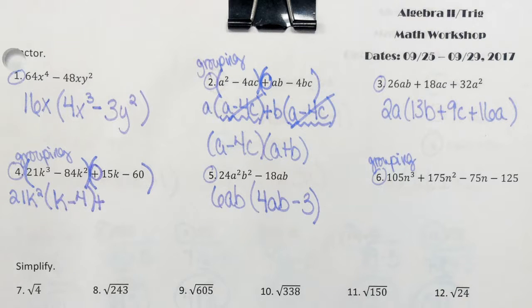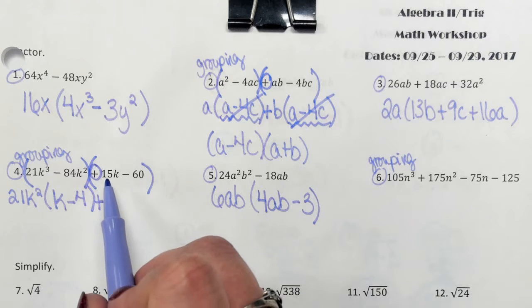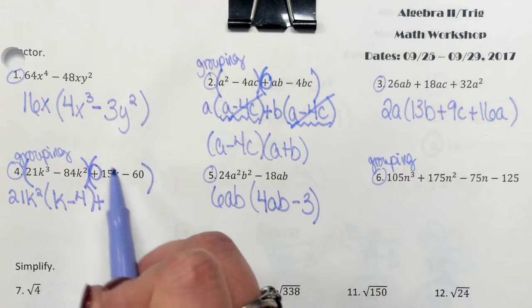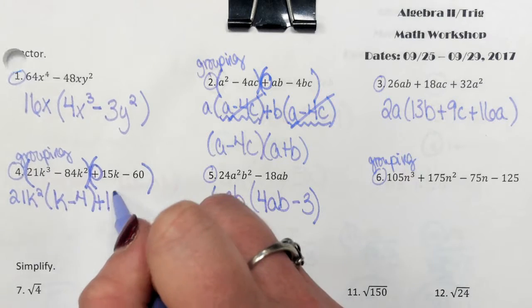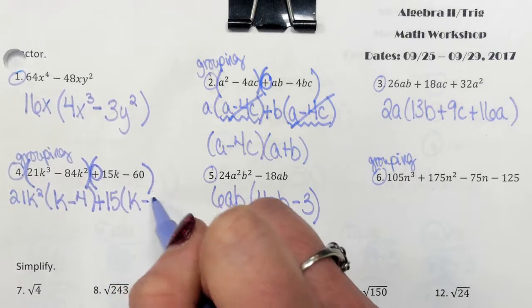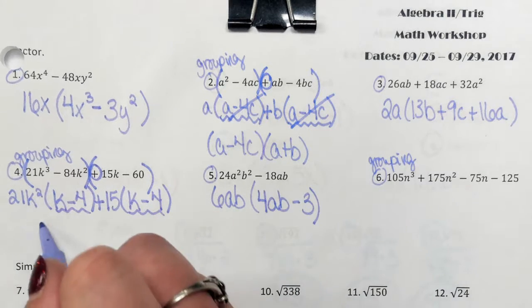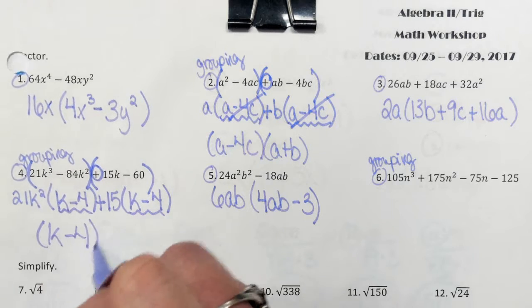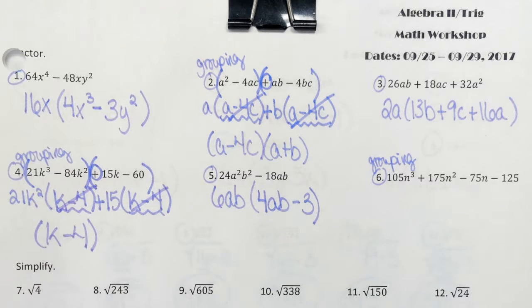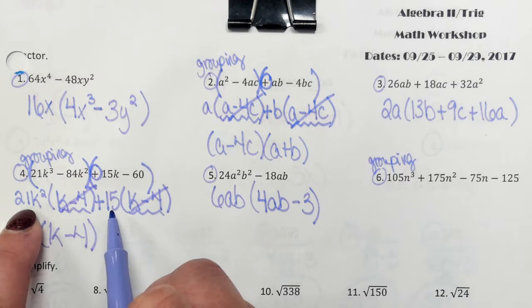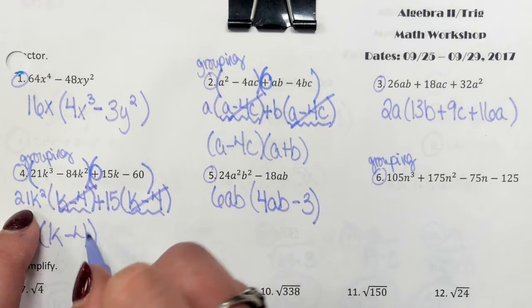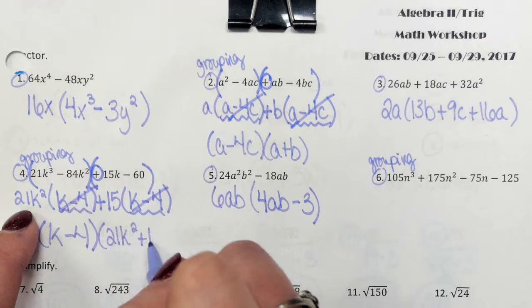What do they have in common? Bigger. Big, big, big. 10 didn't go into 15. 15, there you go. And then 60 divided by 15 is 4. All right, and you know you did it right because these 2 guys came out to be the same thing. All right, so you've got K minus 4. And if you take those out, what 2 terms are left? 21K squared plus 15. There you go.